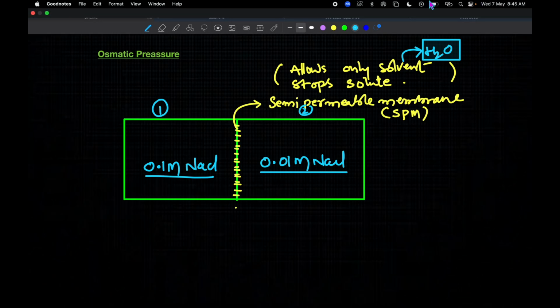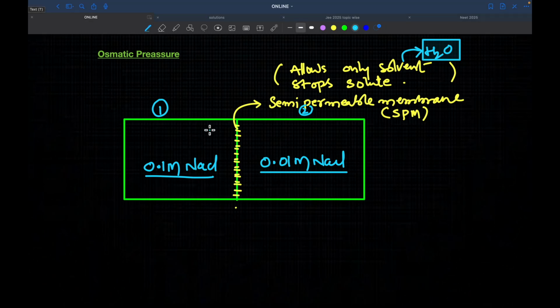Right. Here there are two cases. If you consider that water is flowing out of chamber 1 into chamber 2, then does the concentration of the first chamber increase or decrease? Tell me.